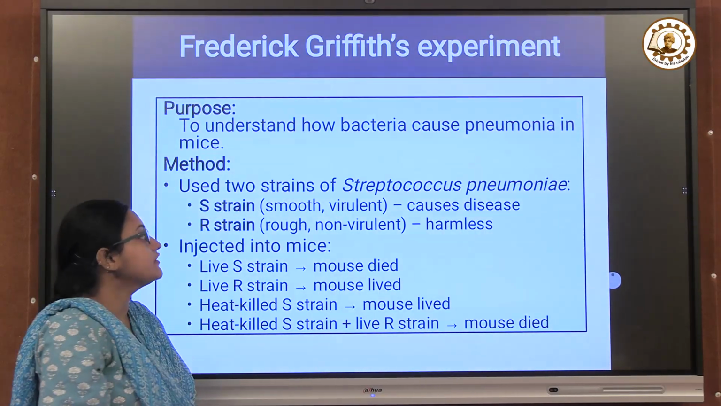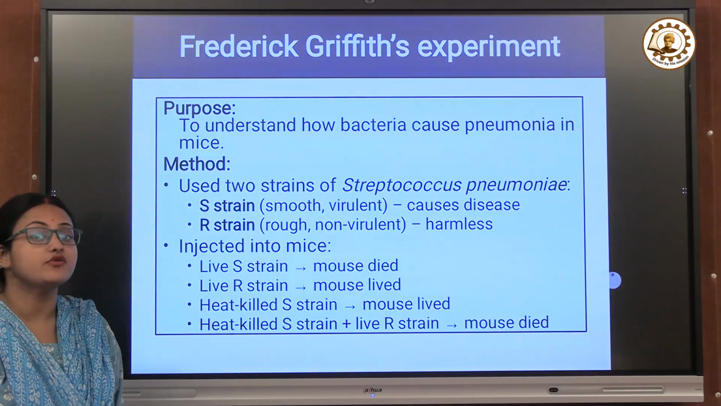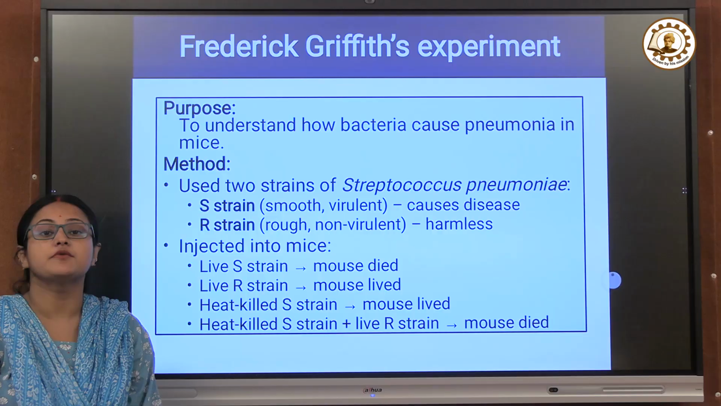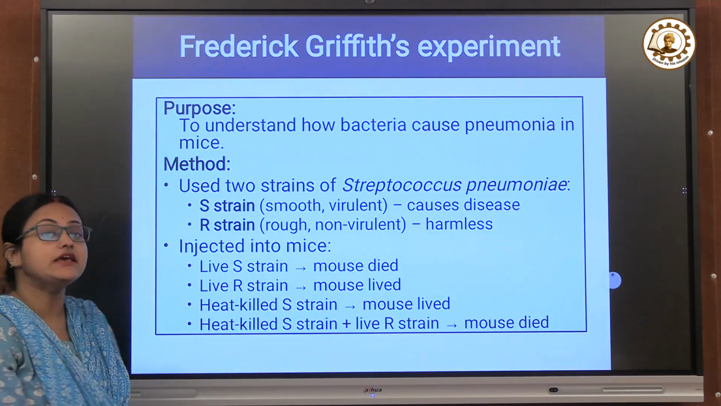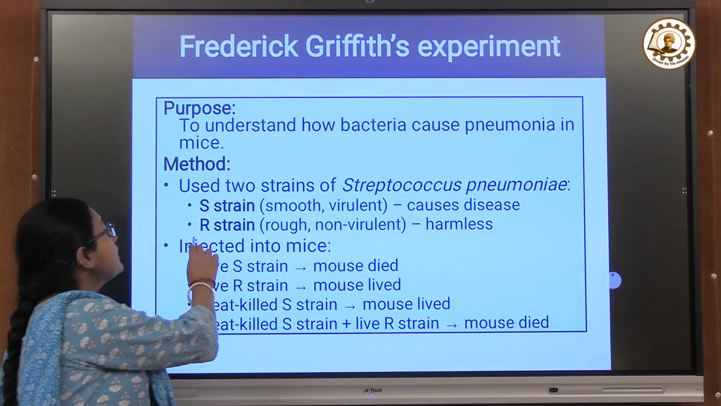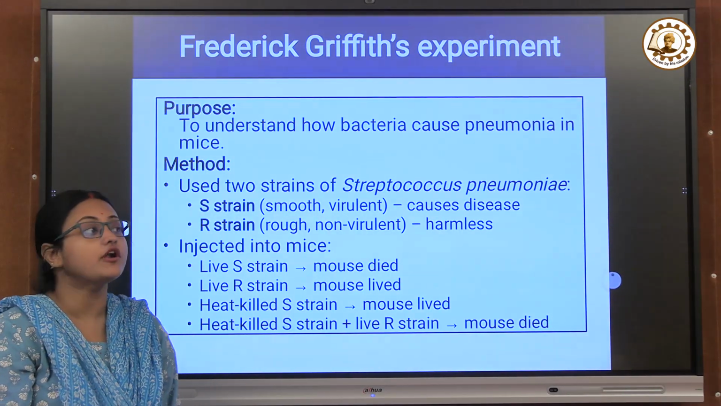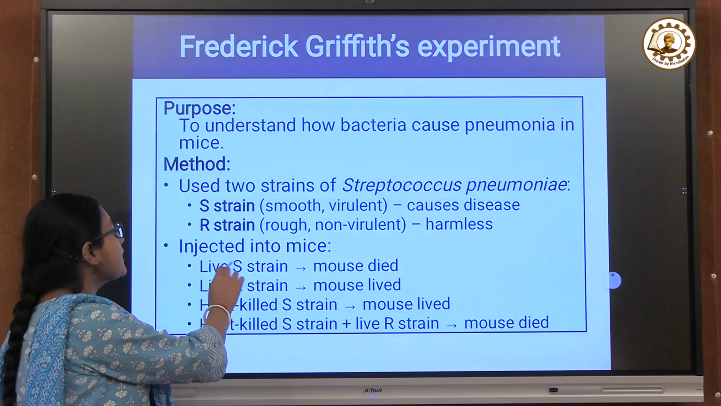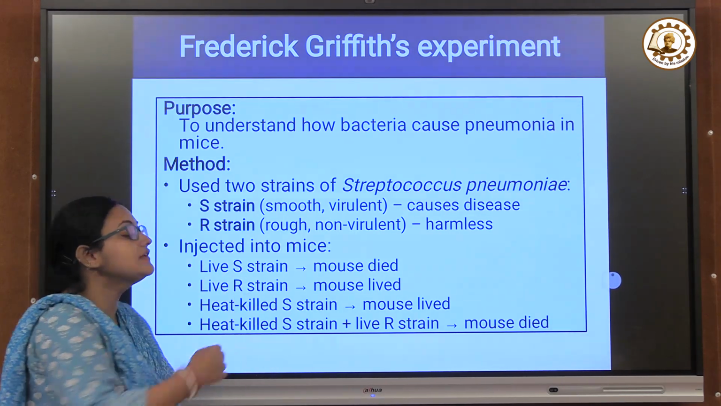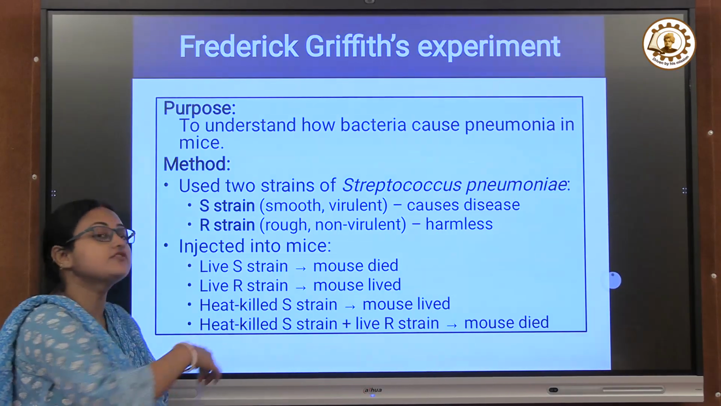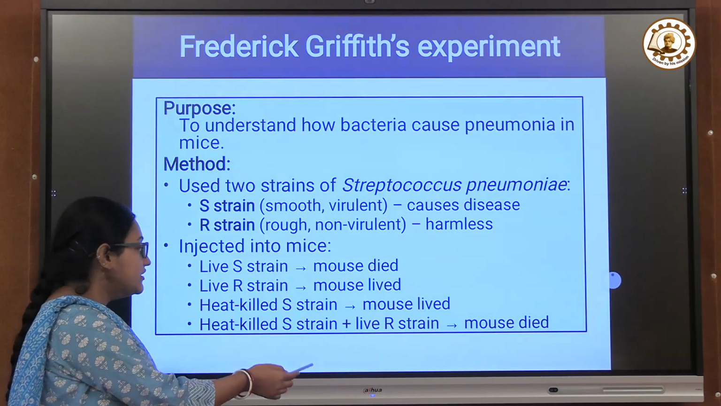The S strain, or the smooth strain, causes disease. So it is virulent. It causes pneumonia. He injected this strain into the mouse. And the R strain is the rough strain, which is non-virulent or harmless. So at first, live S strain was injected into the mouse and the mouse died. Then live R strain was injected into the mouse and the mouse lived.